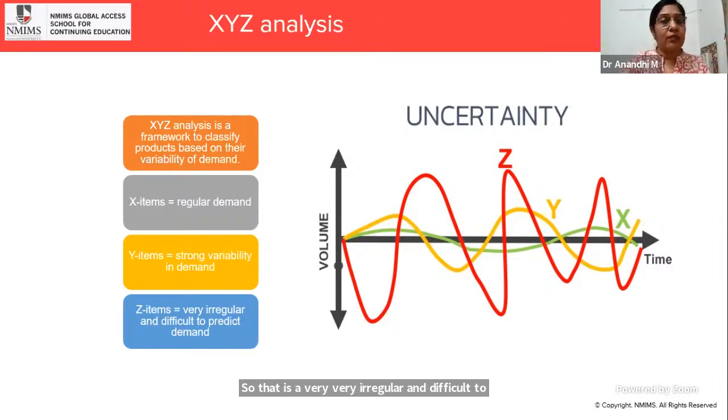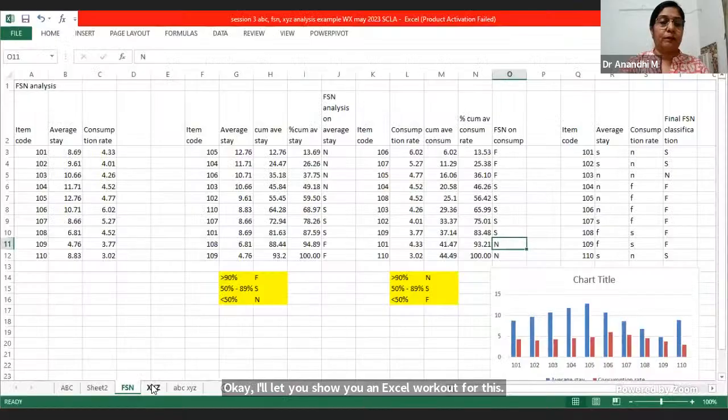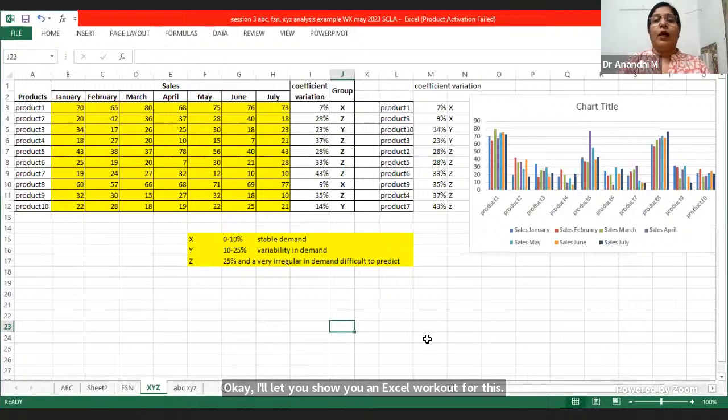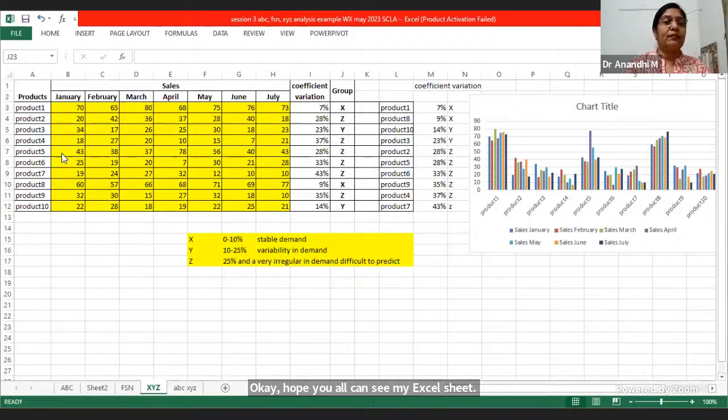Okay, verbally we have seen and discussed that these are the items that will fit under this category. But logically, how do we need to arrive at it? I will again show you an Excel workout for this. Hope you all can see my Excel sheet. Fine. Okay, thank you. So here again, I have taken 10 product categories.